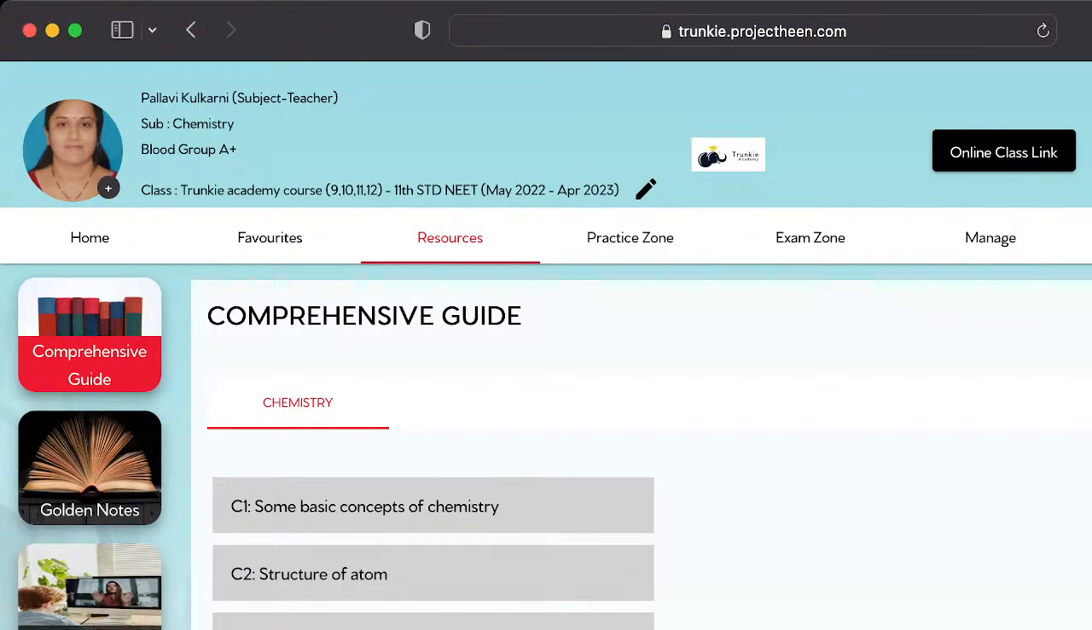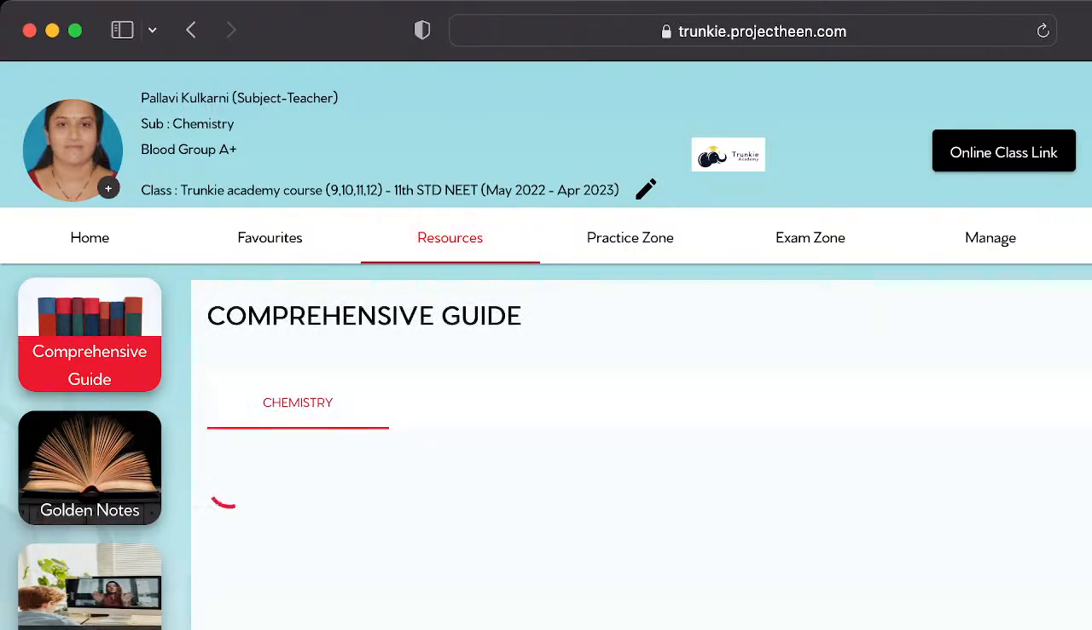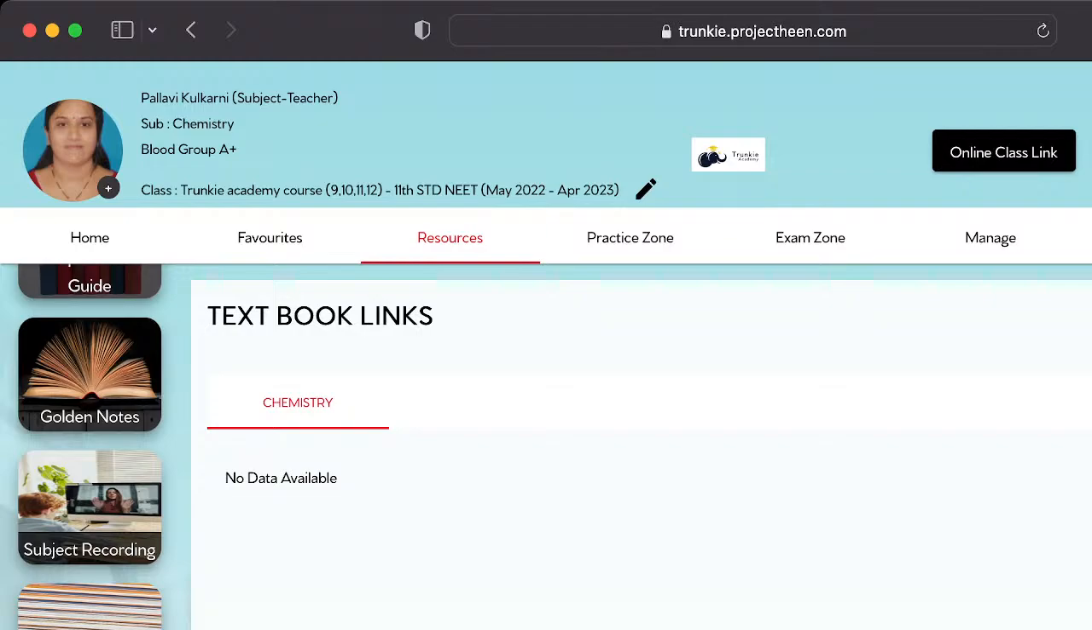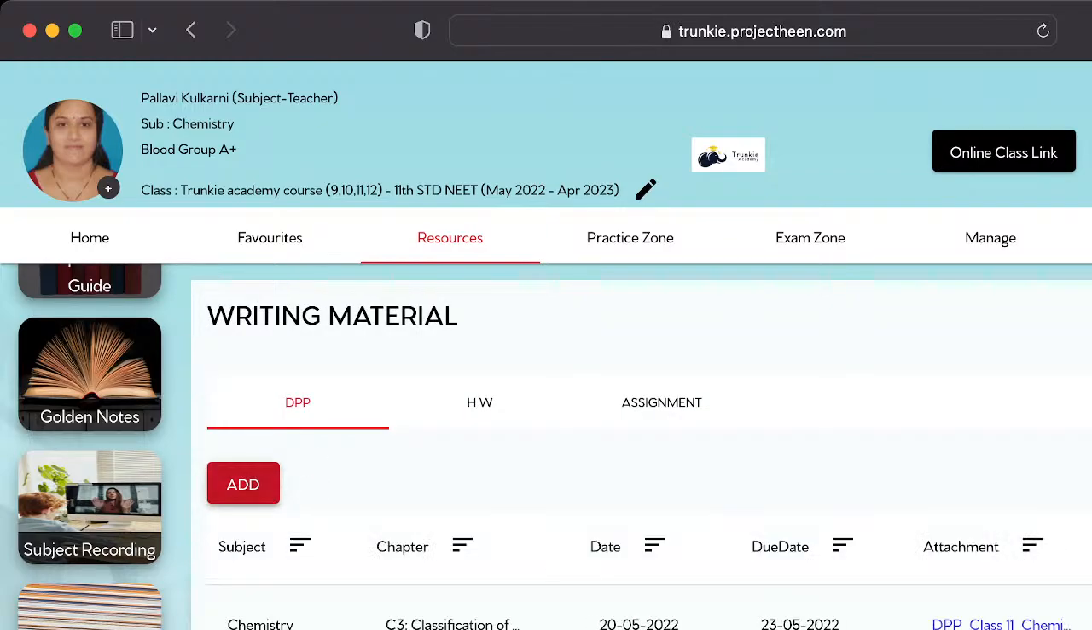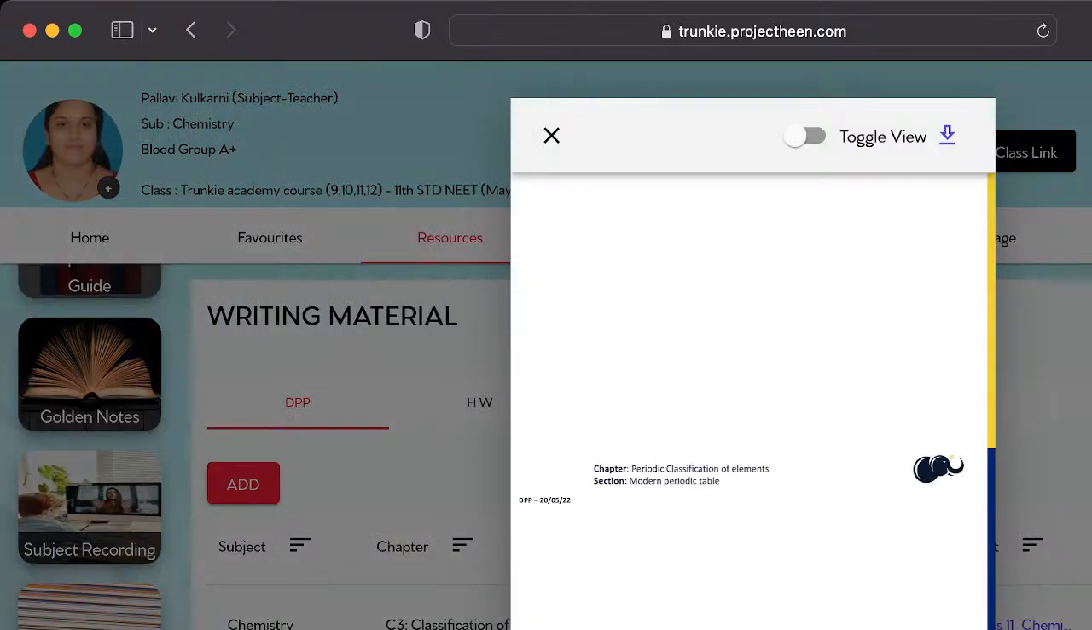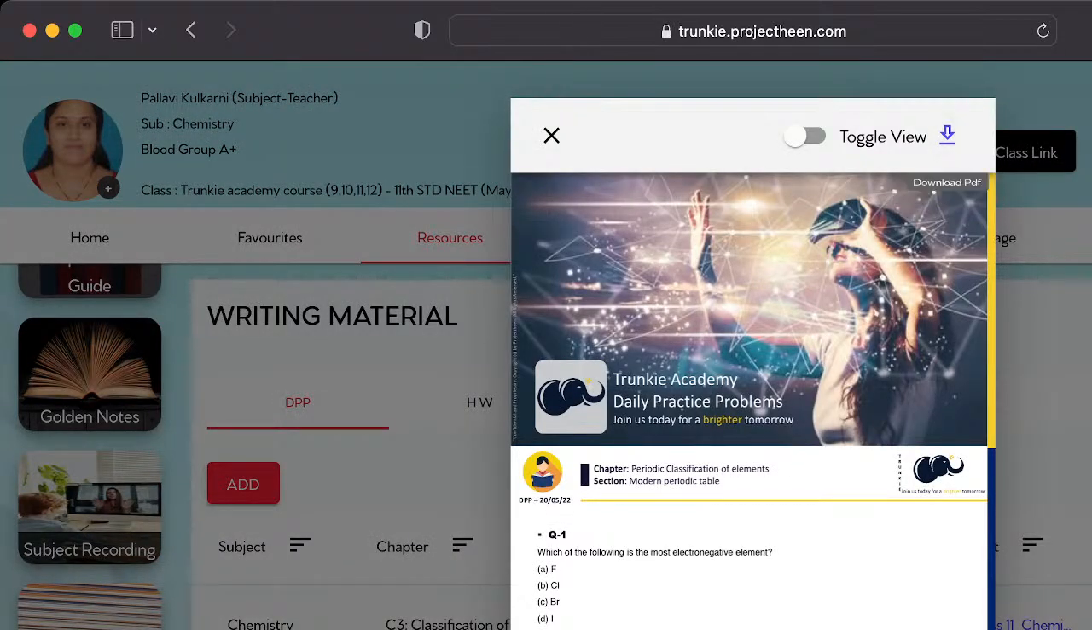This is a teacher's portal. The student portal will be similar as well. So you have to go to the resources here. Then after resources you will go to writing material. In writing material, the teacher will add the DPP. So you will be able to see the DPP, daily practice problems. You will be able to download it here and solve the questions and write down solutions in your notebook or on a piece of paper, and then upload it on the portal. Then after you upload, I'll be able to evaluate it and let you know about the suggestions and corrections in it. Okay, so that's all for today.